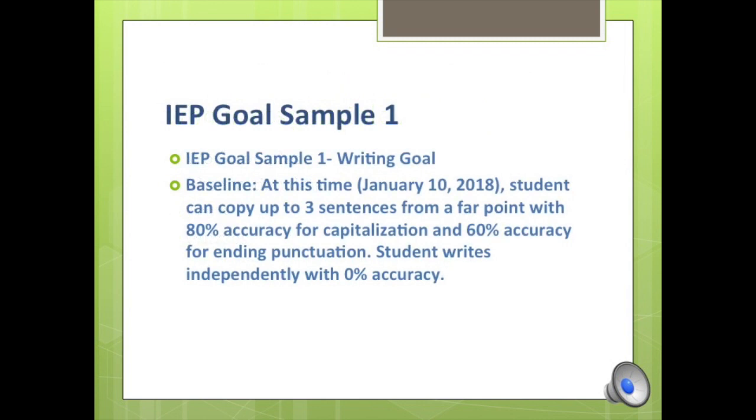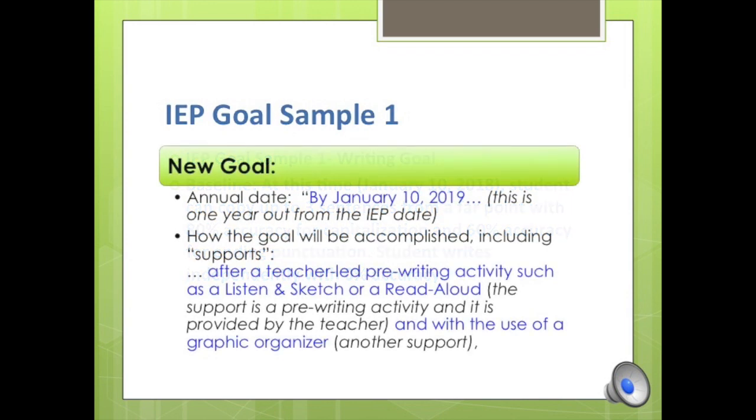Okay, now for the fun stuff. Let's actually write an IEP goal. Here's sample 1. It's going to be a writing goal. Here's our baseline. At this time, student can copy up to 3 sentences from a far point with 80% accuracy for capitalization and 60% accuracy for ending punctuation. Student writes independently with 0% accuracy. And here's our new goal.